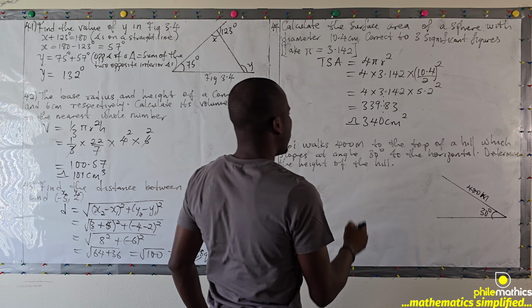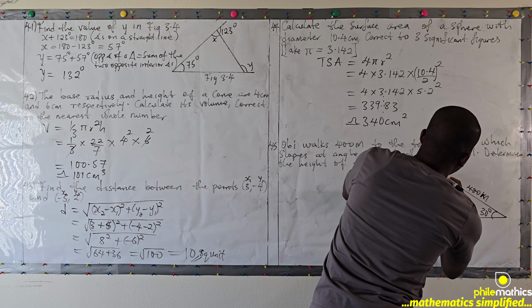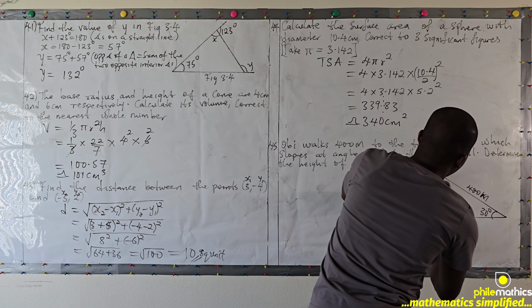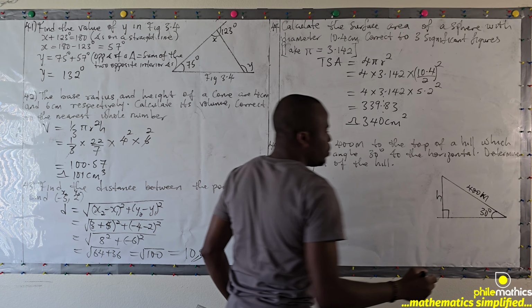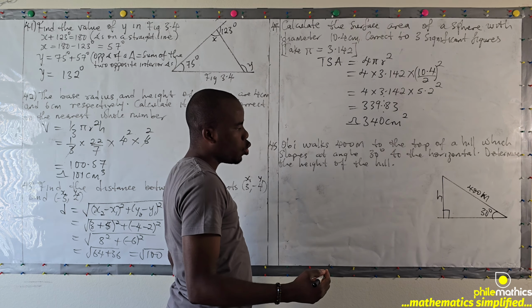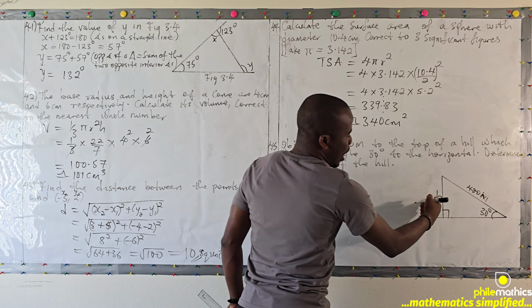Meters. Determine the height of the hill. So if this is the height of the hill, let's call it h. How do we find the height? We simply use a trigonometric ratio. We know the hypotenuse, and we're asked to look for the height.